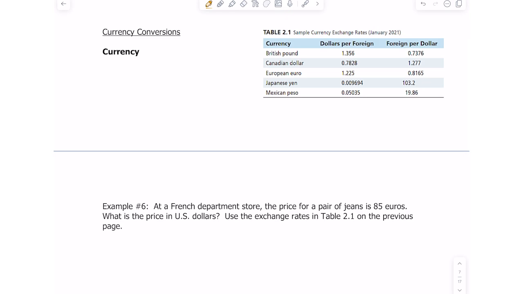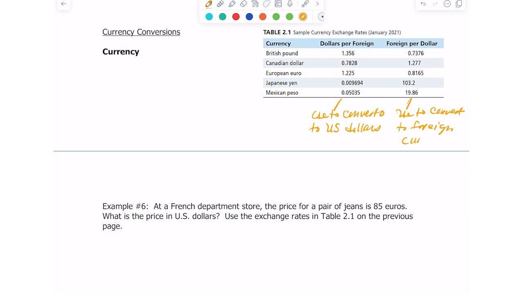Here's another example where we use unit analysis when we're dealing with currency conversions. Here we have the currency. We've got British pounds, Canadian dollars, and so on. This column represents dollars per foreign currency, so we're going to use this column to convert to US dollars. And then the last column is foreign currency per US dollar, so we're going to use this to convert to foreign currency. Currency is, by the way, just a country's money.